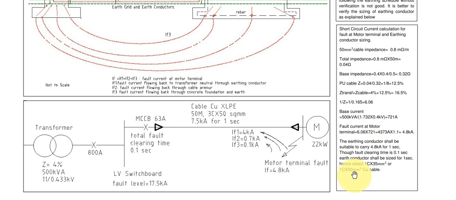See one thing, the fault will be cleared in 100 milliseconds, but still when you size the earthing conductor, you have to size it for 1 second, not for 100 milliseconds. So we need to use a conductor which can carry 4.8 kA for 1 second. So you can use either 35 mm square or 50 square mm copper cable.